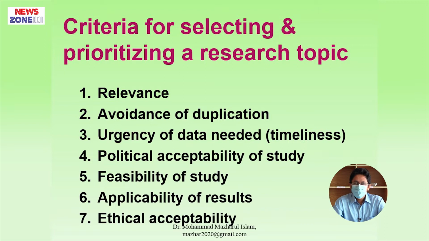For this we have 7 criteria on which we prioritize a topic. Those are relevance, avoidance of duplication, urgency of data needed, political acceptability of the study, feasibility of the study, applicability of the results, and ethical acceptability.